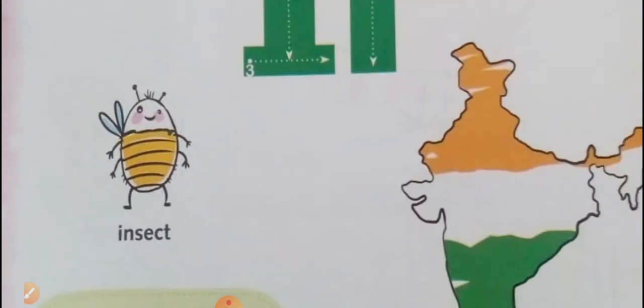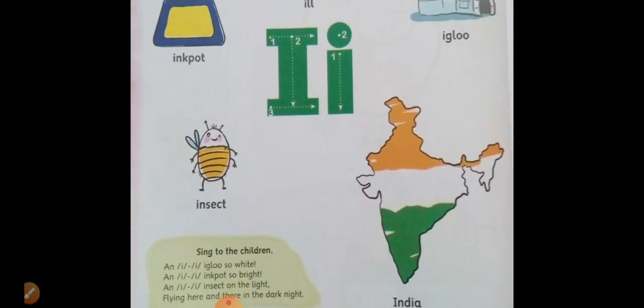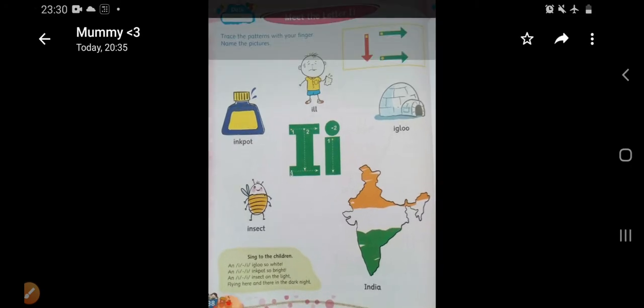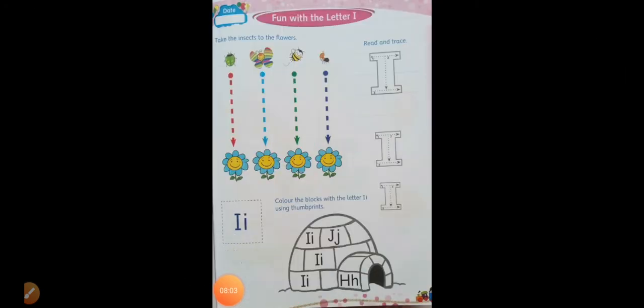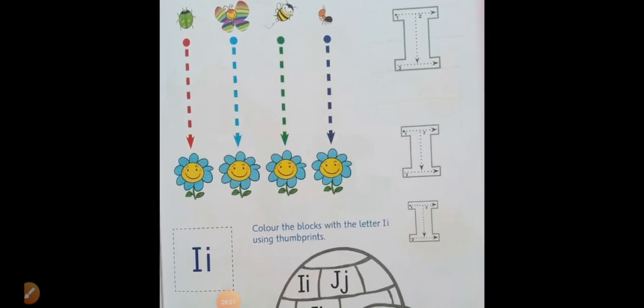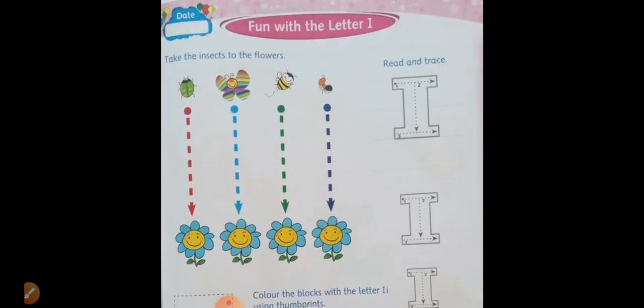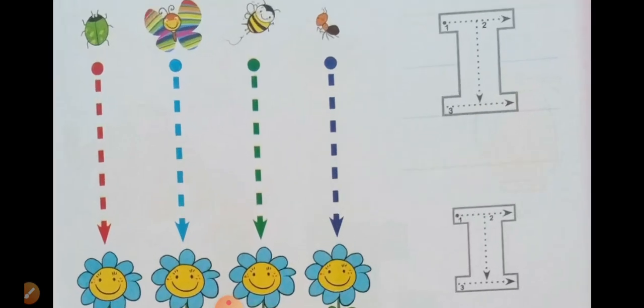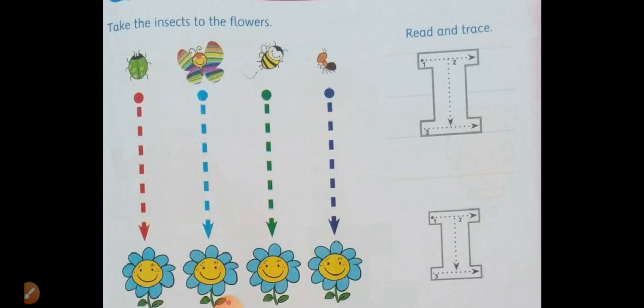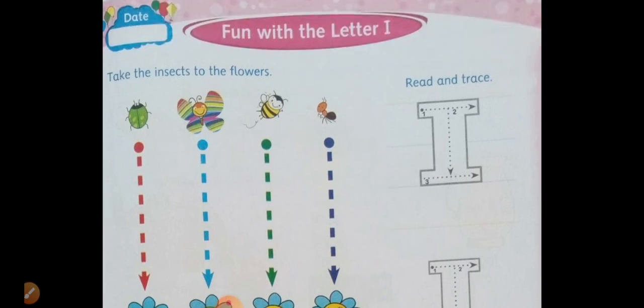Insects. Okay, say insects. Very good. Okay, now we are moving to another. So children, this is the next page in your English book and here we are going to do some fun. Yes, see, so many insects are here.